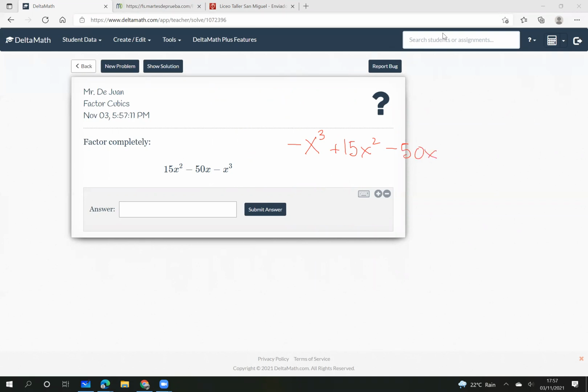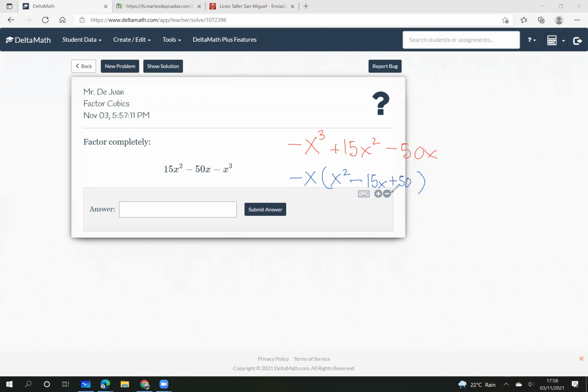¿Qué vamos a sacar? Yo sé que necesito un x a la 2 aquí, en la casita. ¿Y qué tengo? Un negativo x a la 3. Entonces tengo que sacar un negativo x. Y si estoy sacando un negativo, los positivos de lo que tuvimos se convierten en negativos y los negativos se convierten en positivos.